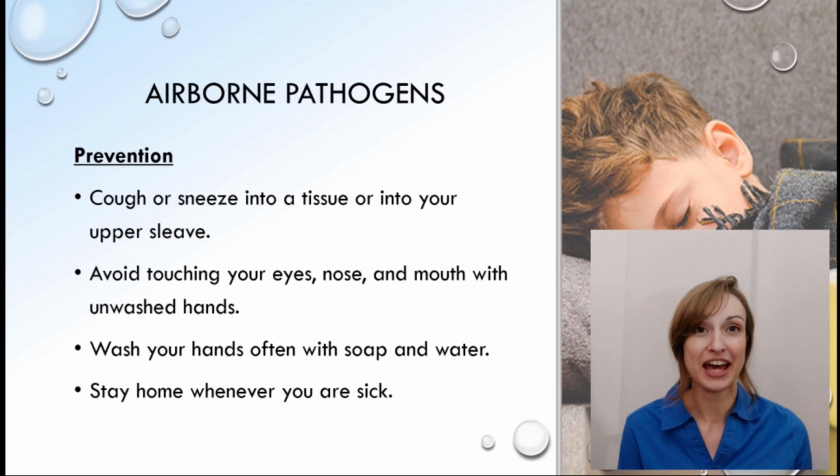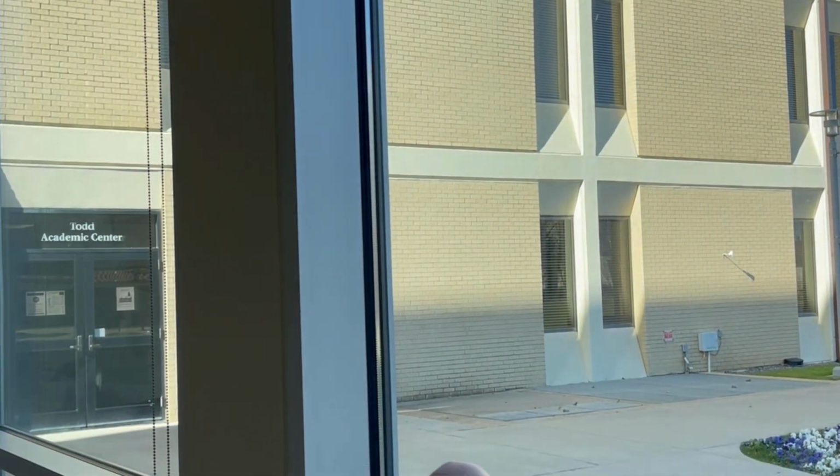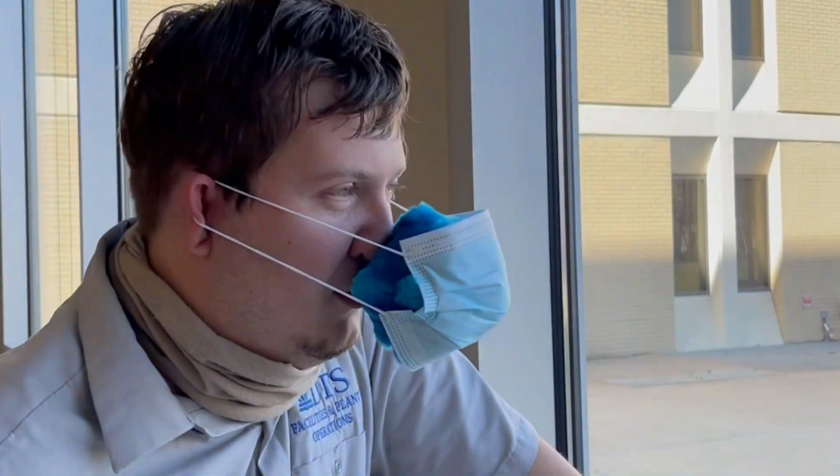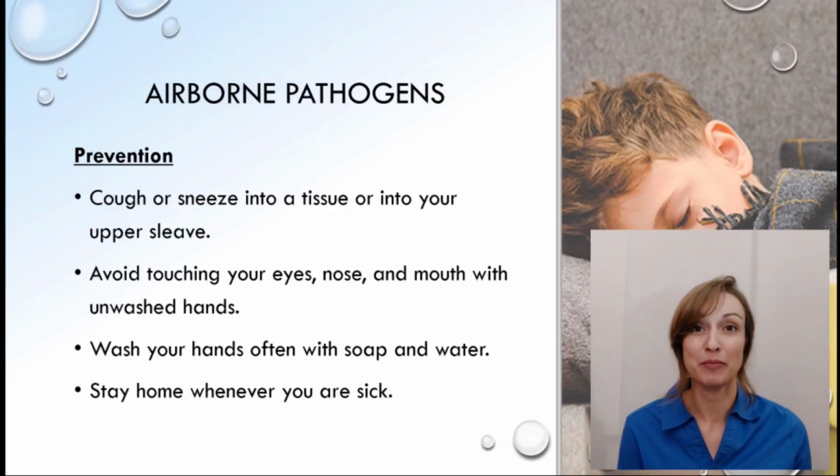Transmission of all airborne pathogens can be prevented with the same strategies. Make sure that you cough or sneeze into your sleeve or a tissue rather than on your coworker. Avoid touching your eyes, nose, or mouth with unwashed hands, as these parts of your body, called mucous membranes, are more vulnerable to infection.